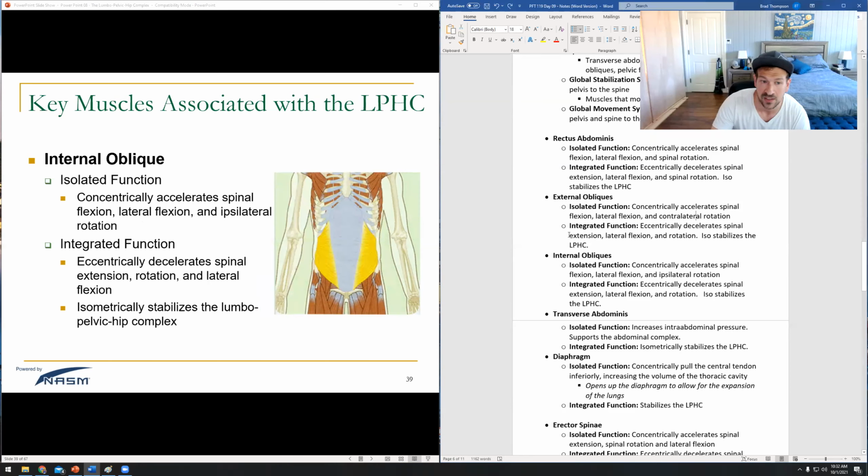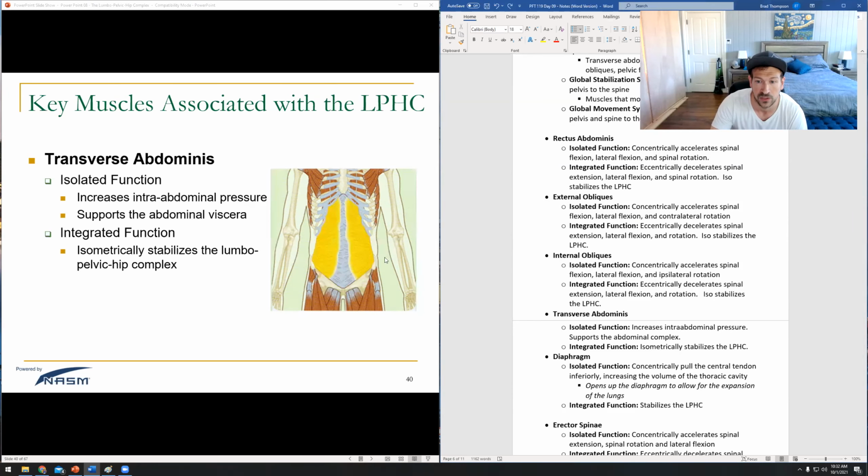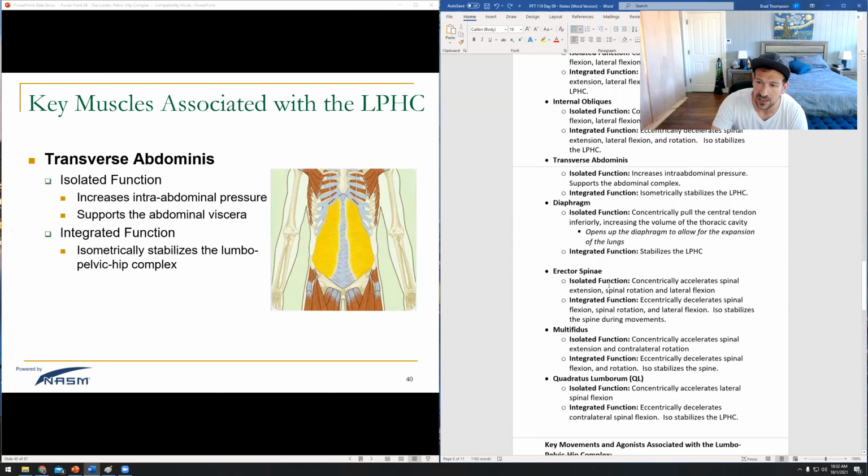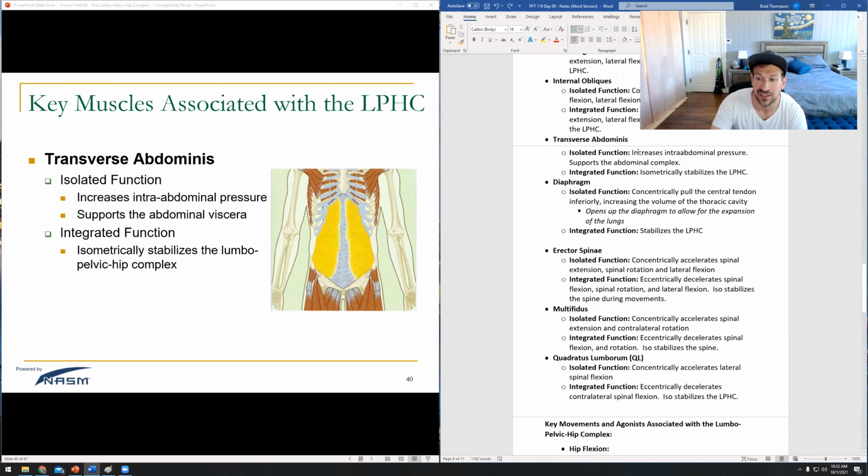Internal obliques, totally the opposite of the external obliques. So a little bit of spinal flexion there, a little bit of lateral flexion there, but that does ipsilateral rotation. So my internal obliques, my right side rotates me to the right, my left rotates me to the left. Then you've got the transverse abdominis, that's the stabilizer. There it is.